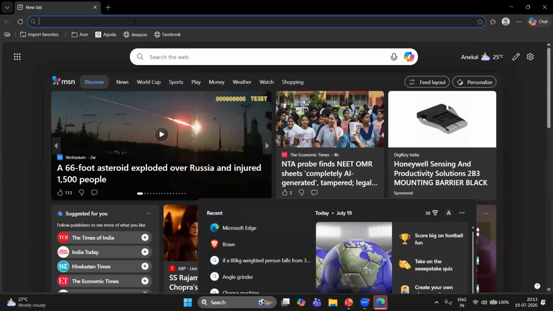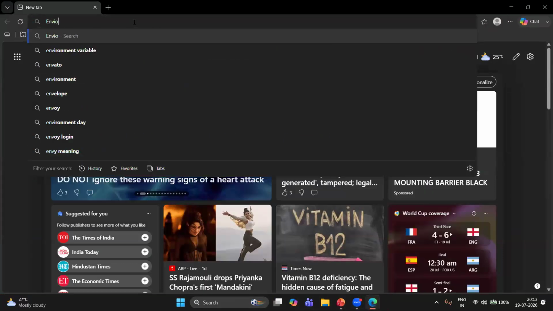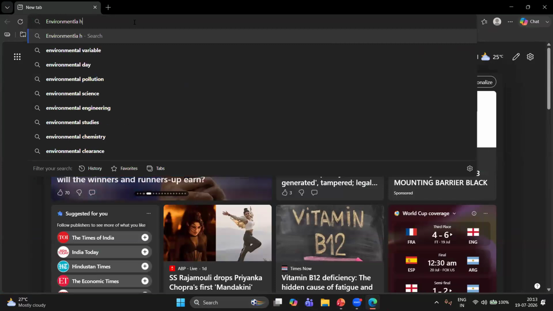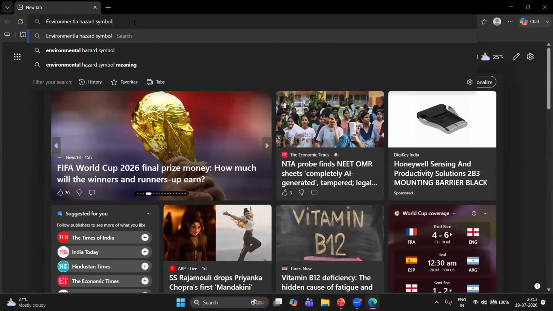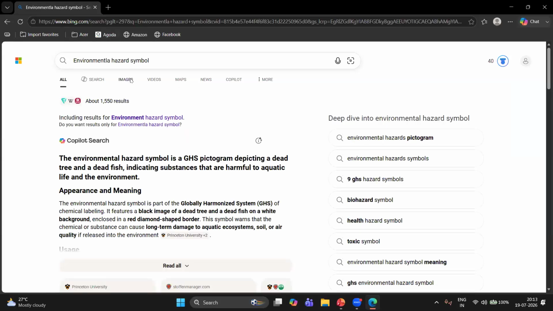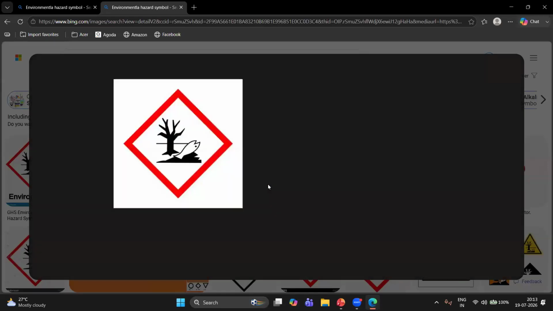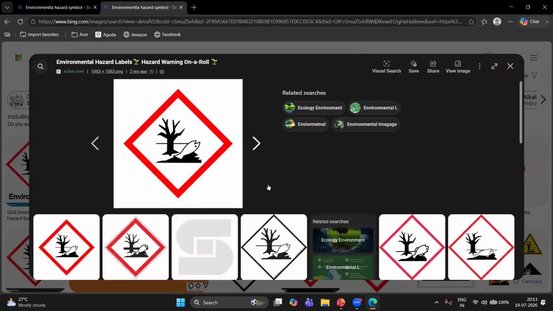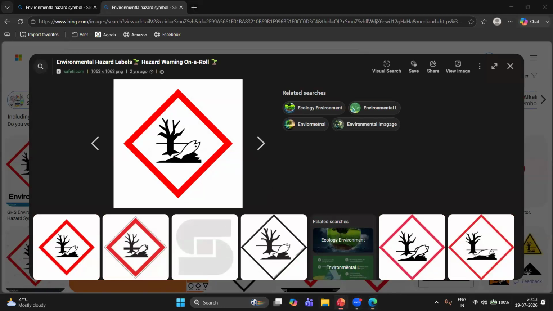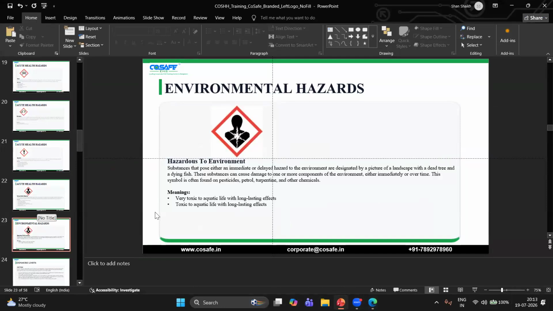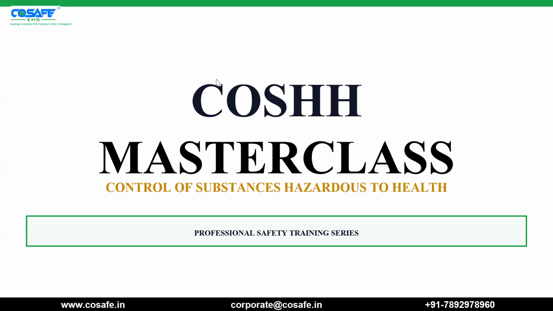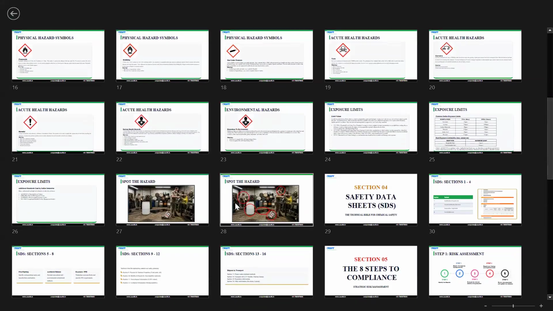So let's see. Environment. This type of symbol is for environmental hazards, any substances which cause severe hazards to the environment. This is the symbol, remember it. Last time when I was updating this page, I think I left out this symbol. Sorry for that inconvenience. I should have checked it once more.